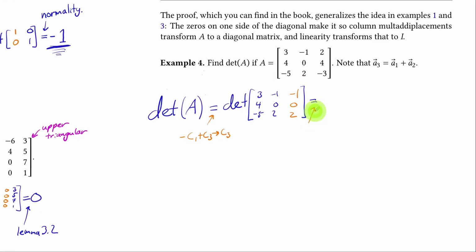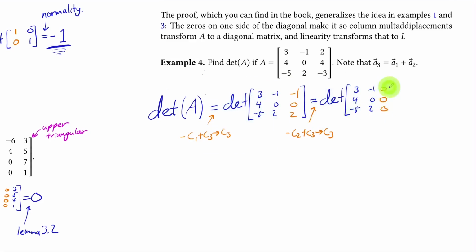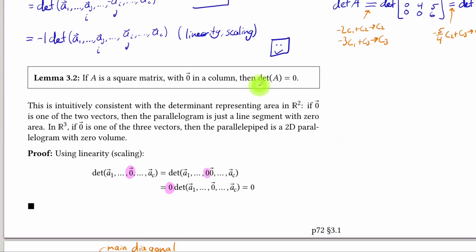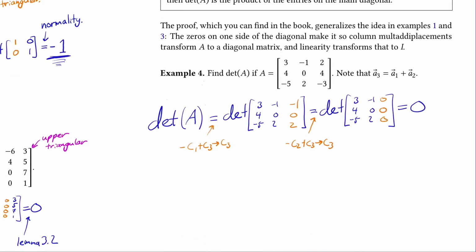And now we're going to do the same thing with column 2. The opposite of column 2 plus column 3 to replace column 3. Like so, and at this point, we know this is going to be 0 using lemma 3.2 that says if you have a square matrix with 0 in a column, its determinant is 0.